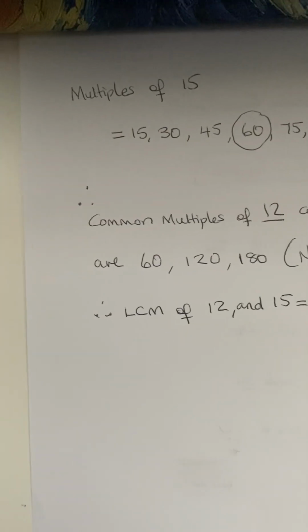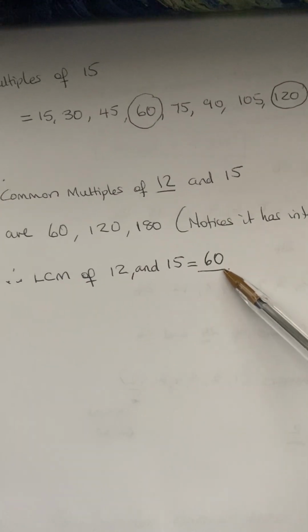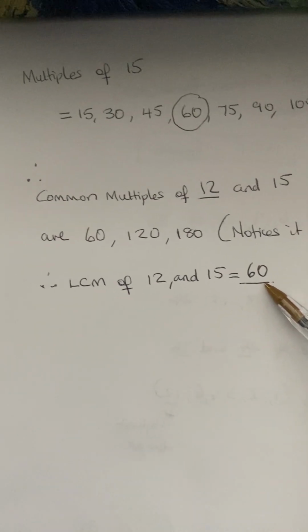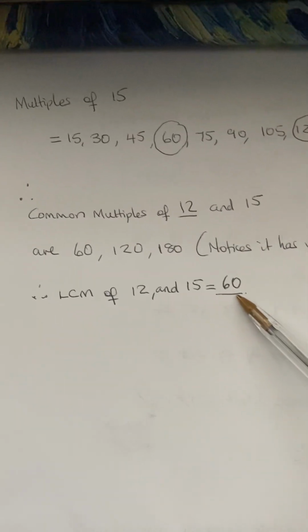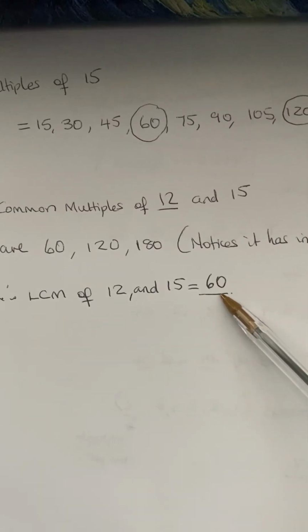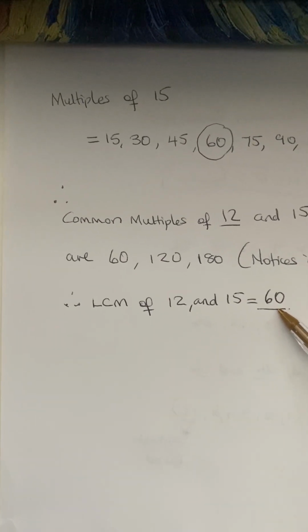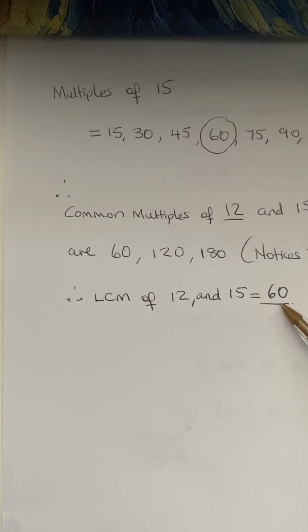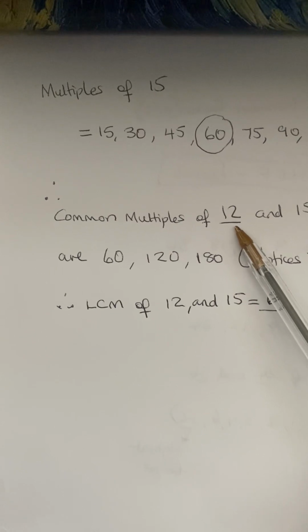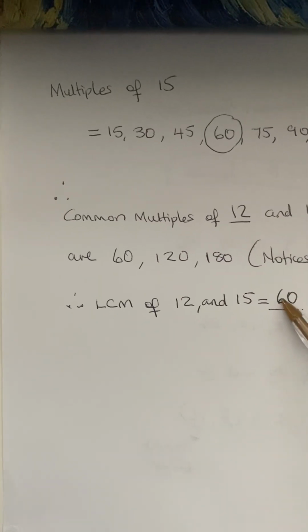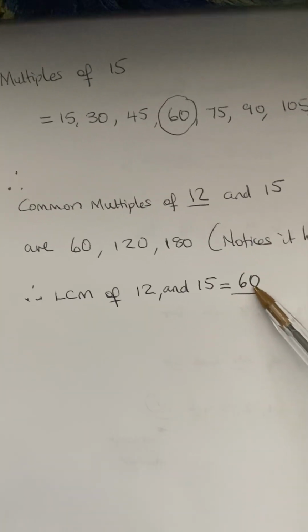So assuming you are finding the lowest common multiple of three numbers, then you have to list all the multiples, which I've already said is the times table of the number, and then you take the least one. Okay, so between 12 and 15, the least common multiple is 60.